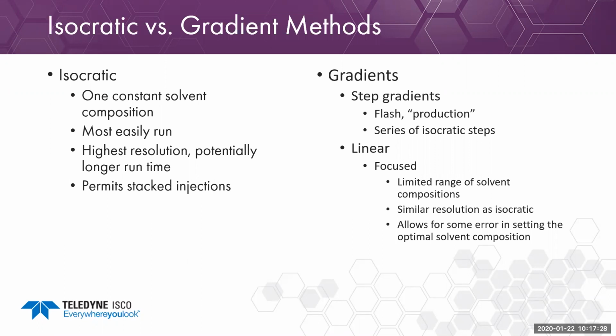So one way we can take advantage of this is to do focus gradients. So do a focus gradient over the solvent strength of the system where your compound's actually eluting down the column. This gives similar resolution as an isocratic method, and then allows some error in setting up optimal solvent composition. So we'll discuss that a little further for method development in the next section.